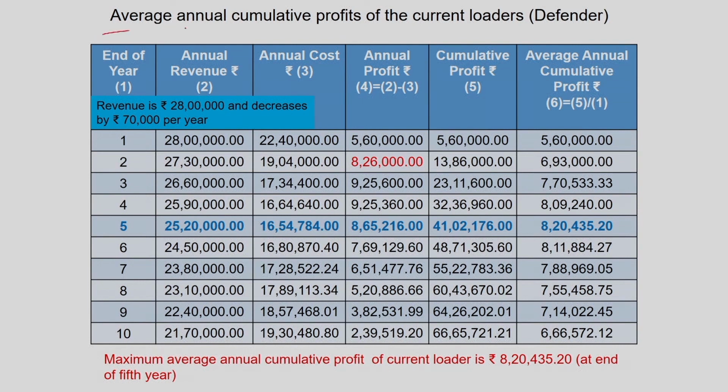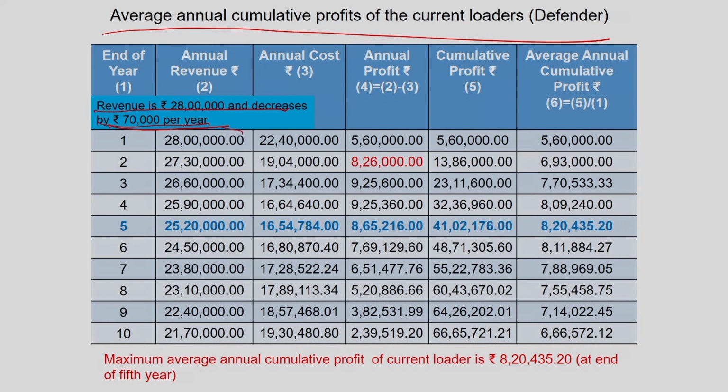Okay. So we are going to find the average annual cumulative profit of the current loader as well as the proposed loader. Okay. Now, as given in the question, the revenue for the current loader is 28 lakh. It decreases by 70,000 every year. Okay. So hope you know, as the machine age increases, you can see its productivity will be less, its operating cost will be very high, it keeps increasing. So you can see there will be a loss in revenue. So the revenue keeps decreasing by 70,000 every year.